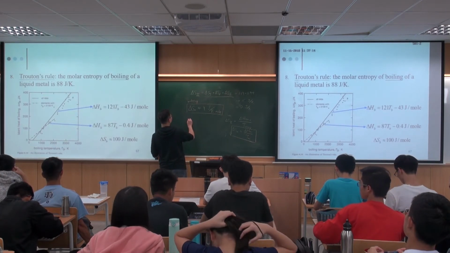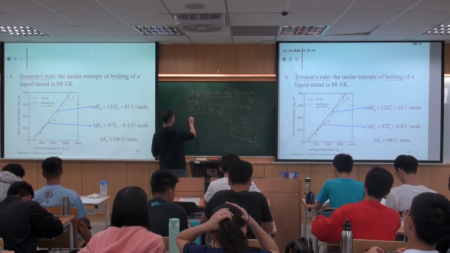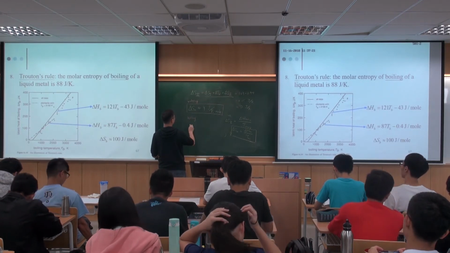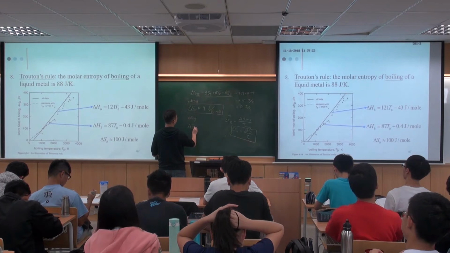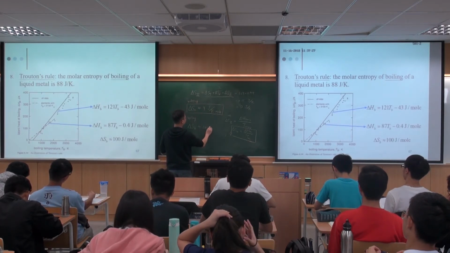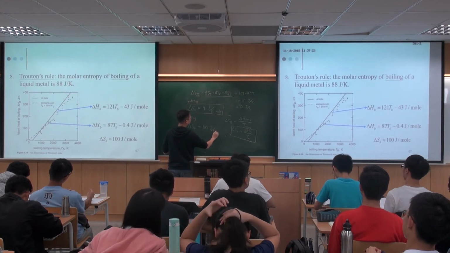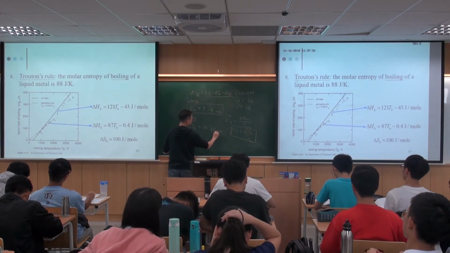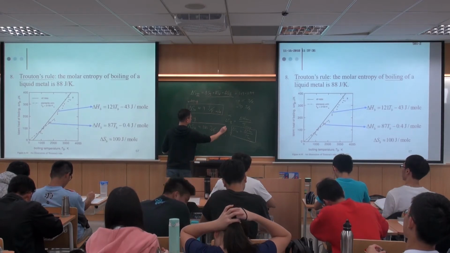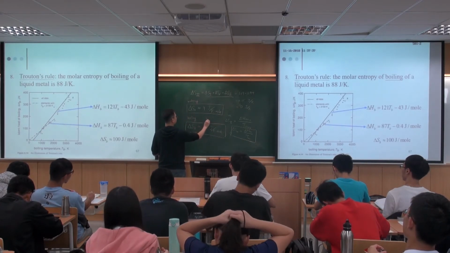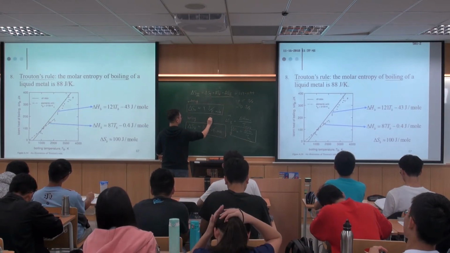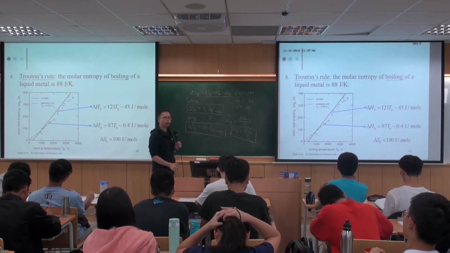So for boiling, delta S boiling is typically, I would say, around 100 joule per Kelvin mole. So this is for boiling. And this value is, of course, much bigger than the melting ones.